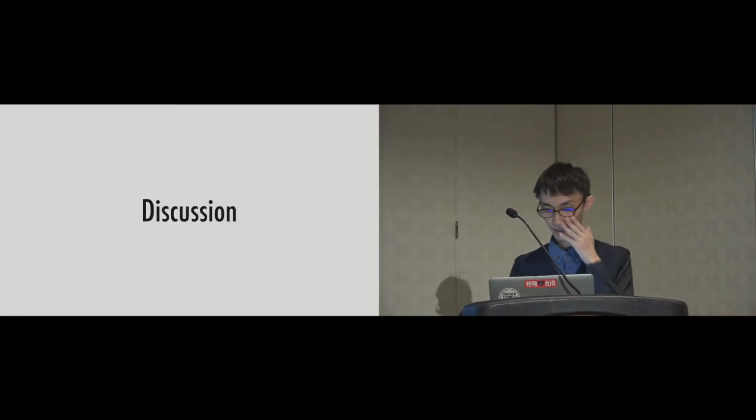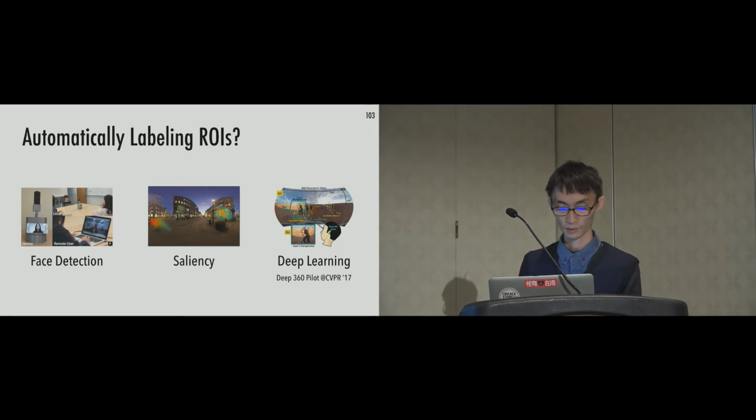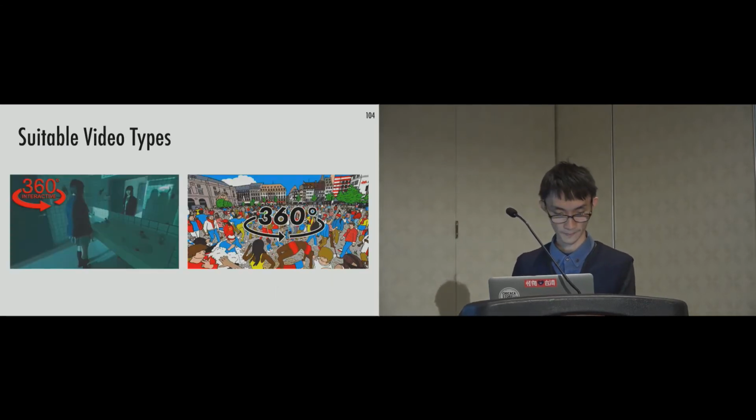And next, the discussion. This work focuses on visualization techniques, so the regions of interest in the study videos are labeled manually, while in the telemeeting application, regions of interest are automatically chosen by face detection. In the future, we are looking forward to seeing other methods like video saliency or object recognition through deep learning.